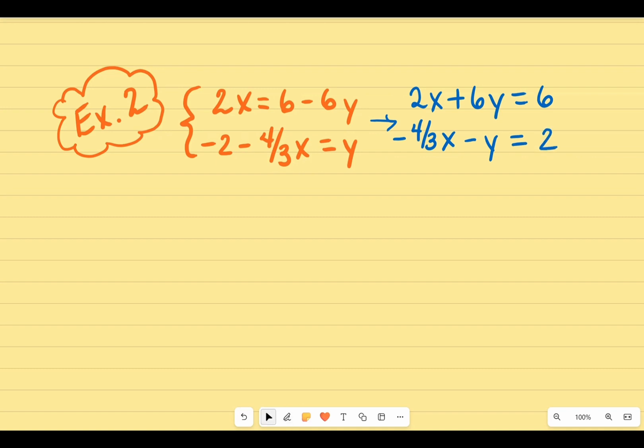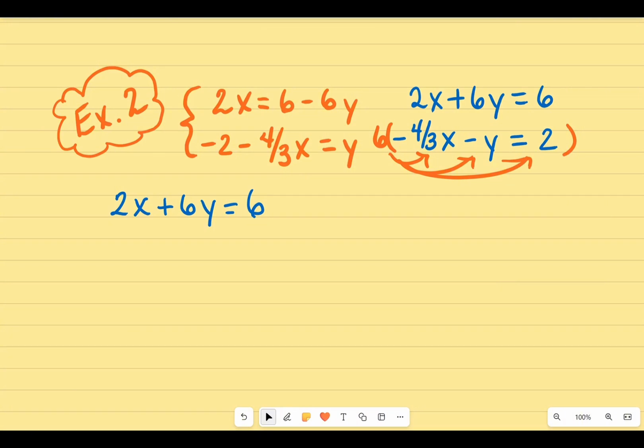And now what I need to determine is which one do I want to get rid of. Do I want to get rid of my x's, or do I want to get rid of my y's? For me, since this y is by itself, it would make sense to try to get rid of that. So I'm going to multiply all three terms by 6. Again, why 6? Because I currently have a +6. I need to make this bottom one a -6. So I'm going to distribute all the way over, and I'm going to rewrite 2x plus 6y equals 6. Notice I didn't have to touch that top system.